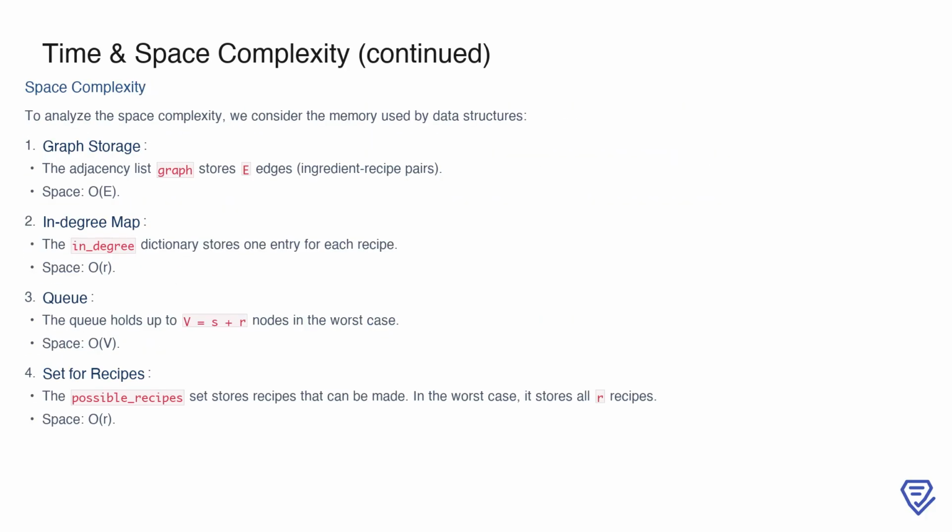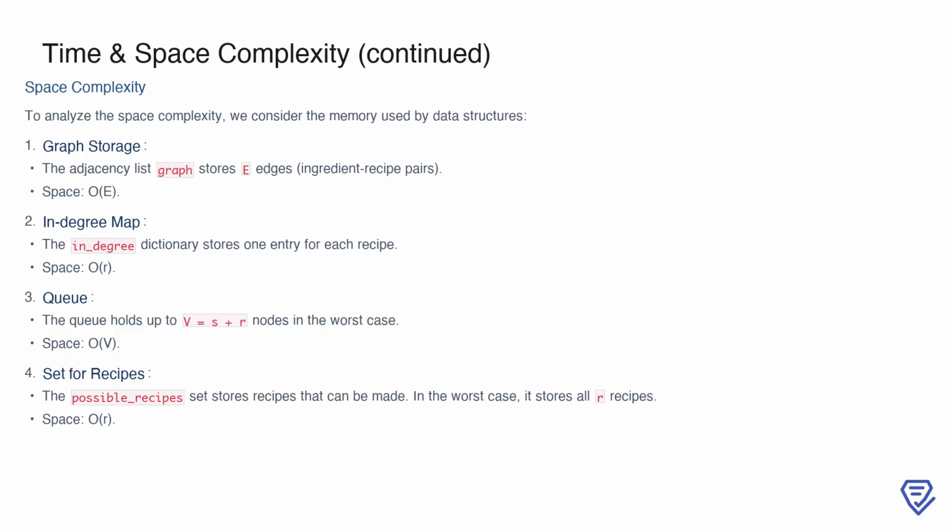Now, let's focus on the space complexity. The solution uses several data structures whose space requirements we need to account for. First, the adjacency list representation of the graph requires space proportional to the number of edges, or O(E). Then, the in-degree dictionary, which tracks the number of dependencies for each recipe, requires space proportional to the number of recipes, or O(R). The queue, which temporarily holds nodes during processing, can hold up to V nodes in the worst case, where V equals S plus R, so its space complexity is O(V).